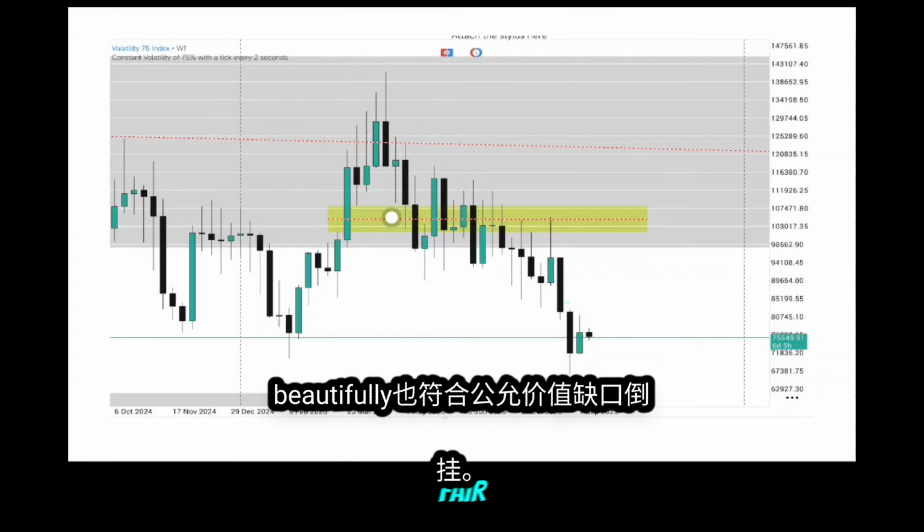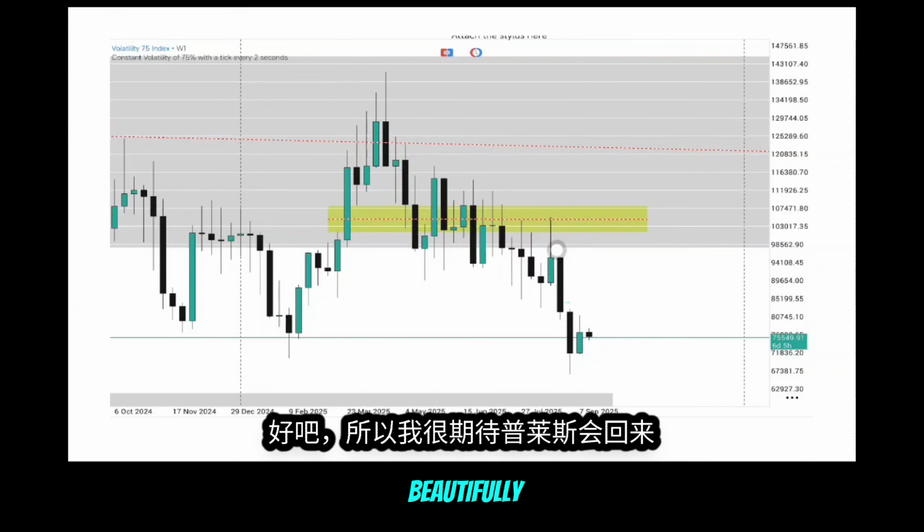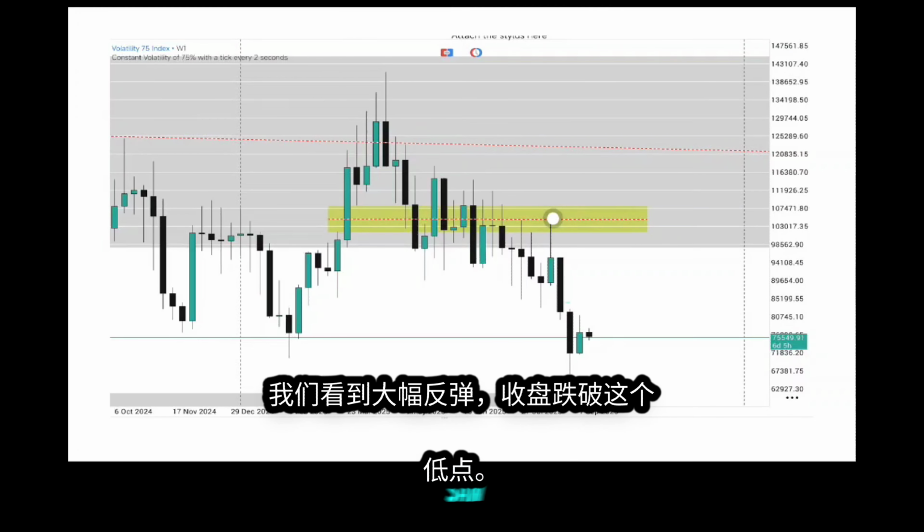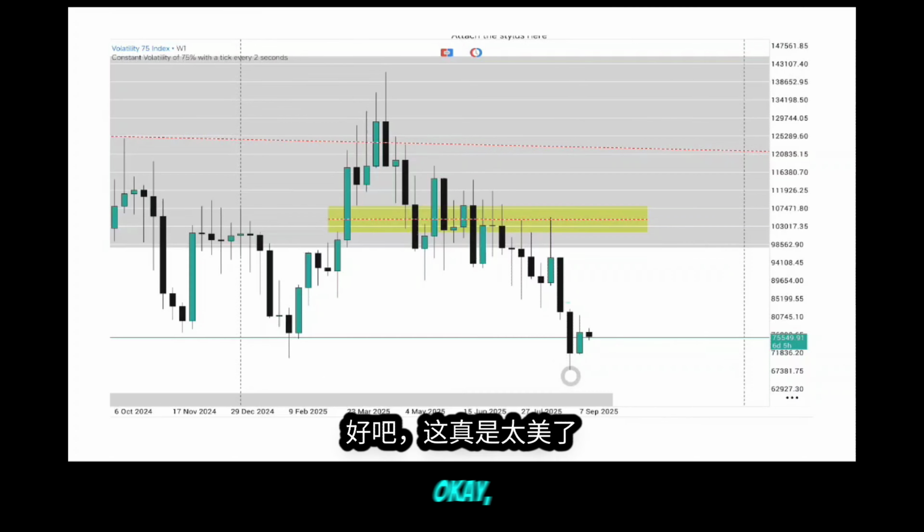inverted fair value gap. Okay, so I expected price to go back up here and then sweep the liquidity resting in here for us, and then it did that beautifully, and we saw a sharp rally down to close below this low. Okay, so beautifully, that's what's happening on the weekly time frame.